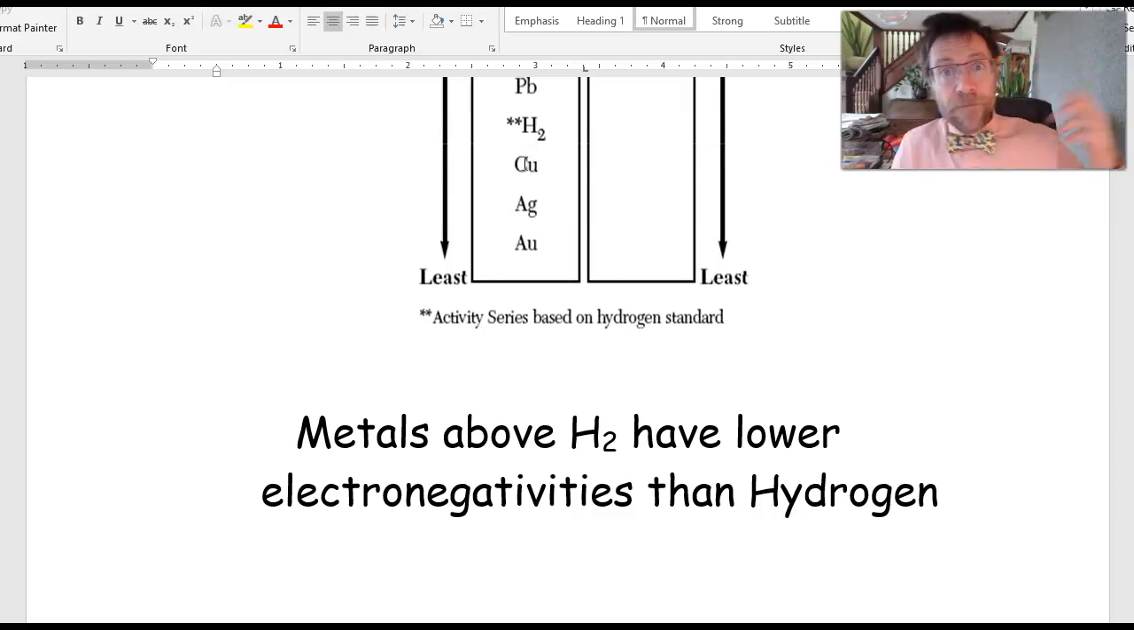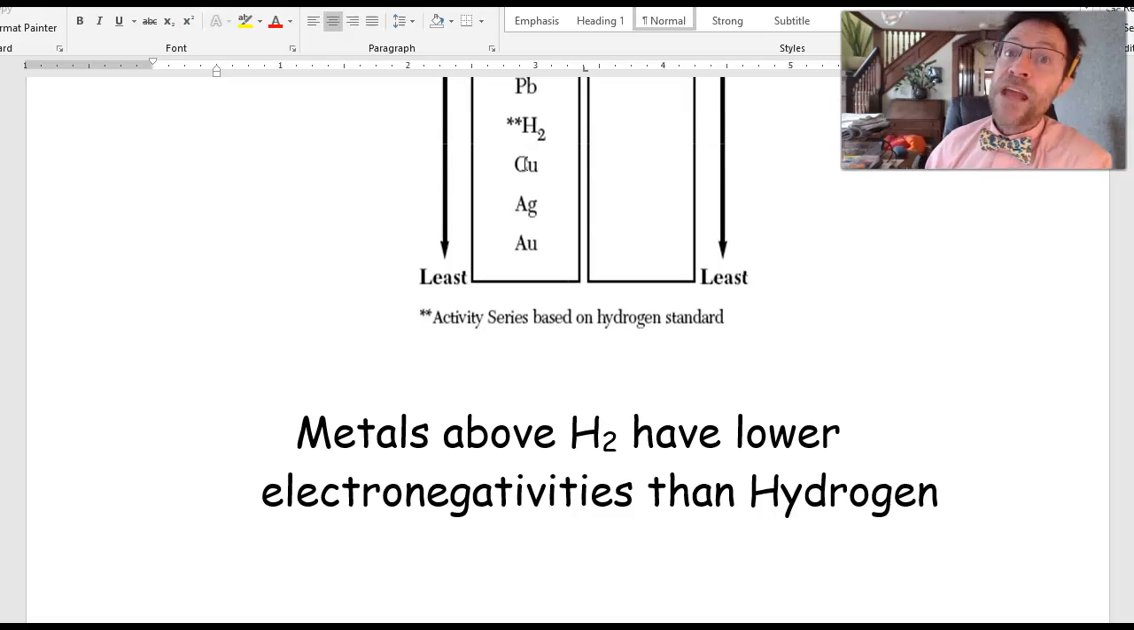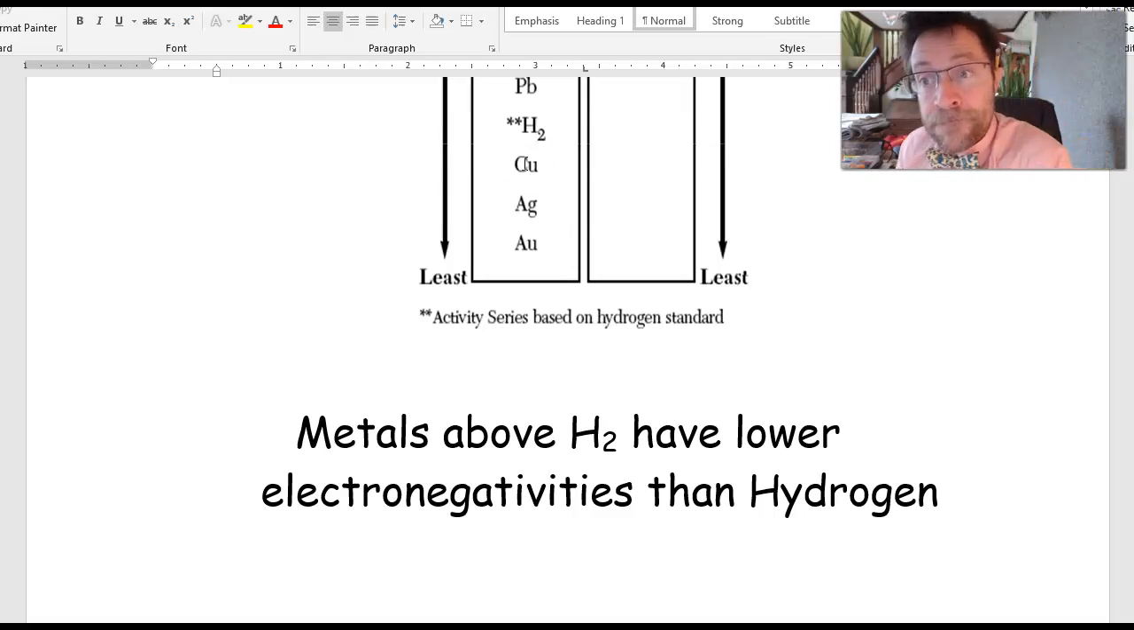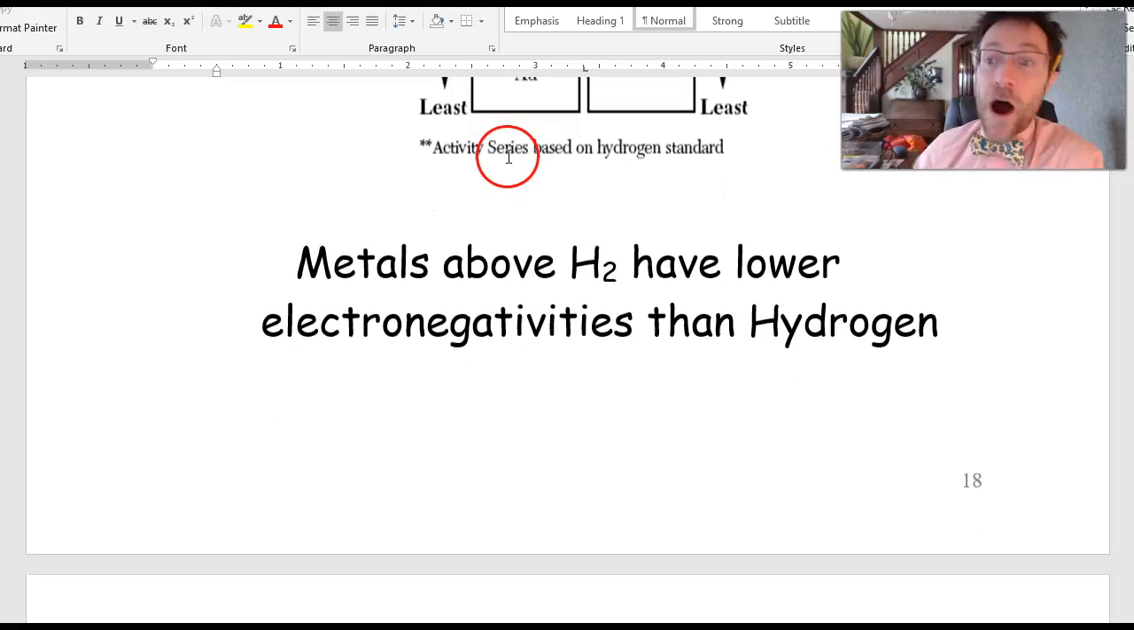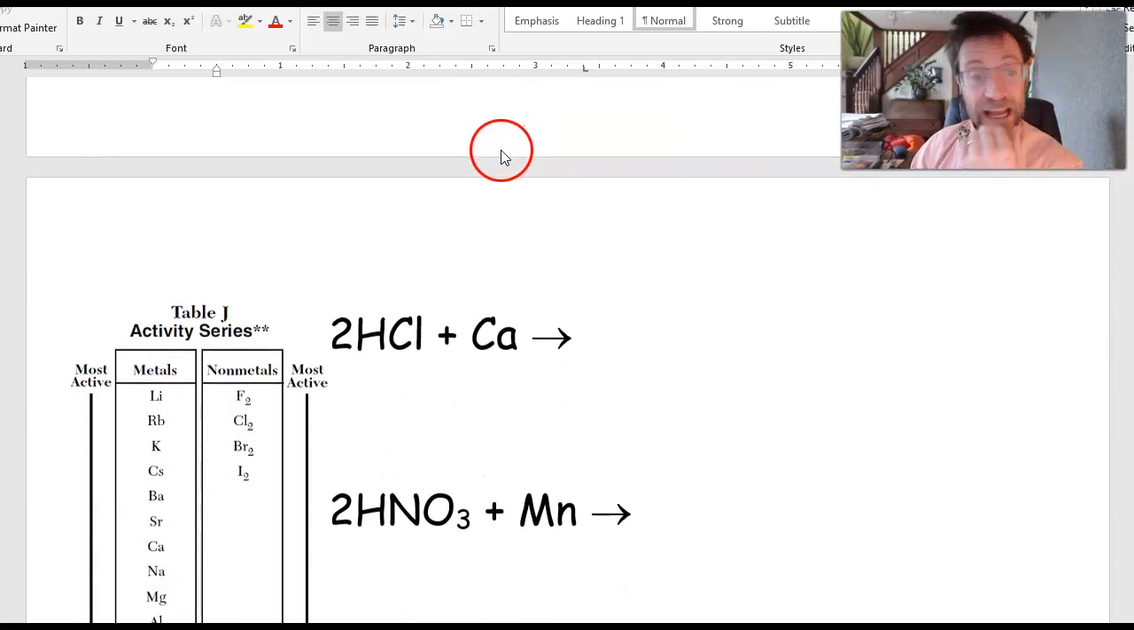So yeah, there's that. Complicated? No, I'm going to go with no, this is not complicated. Any metal above hydrogen on table J will react with an acid to form hydrogen gas that we light on fire for educational purposes.